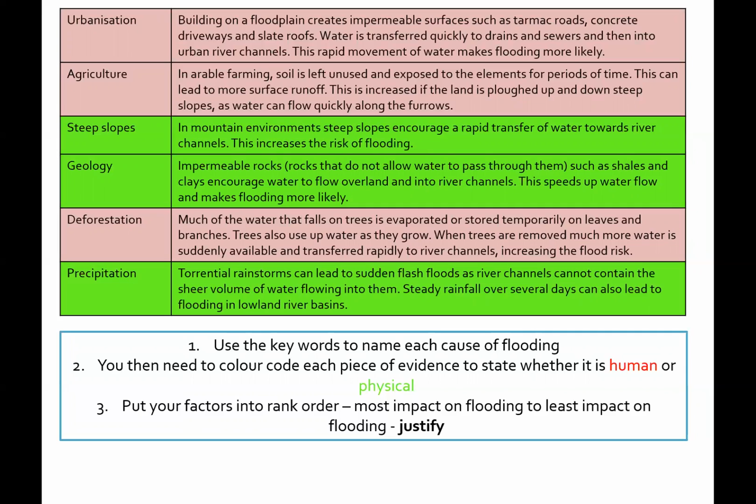And your final one, you've got precipitation, so anything that falls from the sky. If you have a torrential rainstorm, like a really heavy rain, that can cause flash floods because you've got so much water falling in such a short period of time, it can't infiltrate, it can't soak into the ground. Instead, it flows across the surface into those rivers very, very quickly, causing it to overflow, causing your flood.